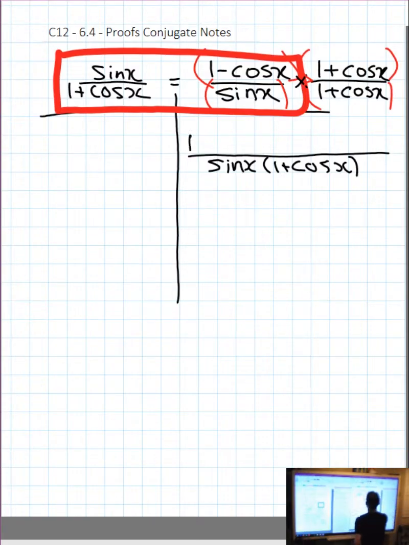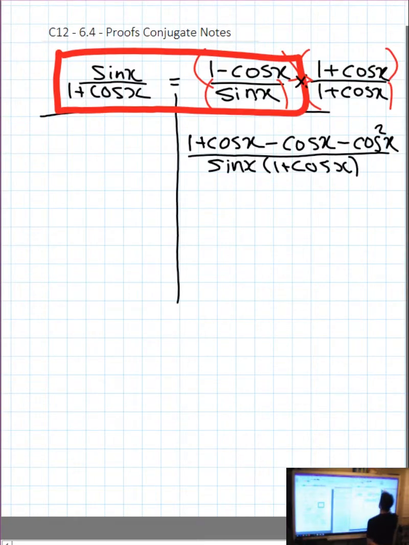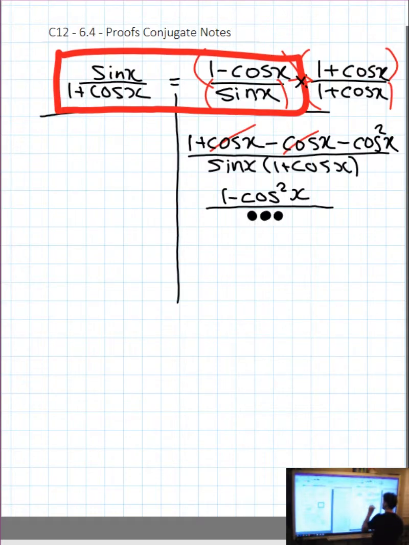So 1 times 1 is 1. 1 times cos x is positive cos x. Negative cos x times 1 is negative cos x. And negative cos x times cos x is negative cos squared x. And again, I'm going to cross out in red, just like I did in the last example, and I'm going to simplify. Again, I'm going to start off with my fraction. I'm going to skip an extra line just for clarity. And on the top, I have 1 minus cos squared x, and at the bottom, whatever it is. Lots of times, I don't like to keep writing the bottom, so I just write dot, dot, dot. And that means that I have to carry down the bottom later.